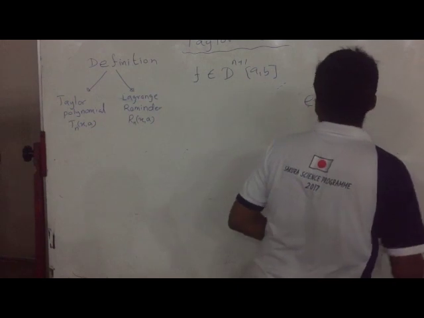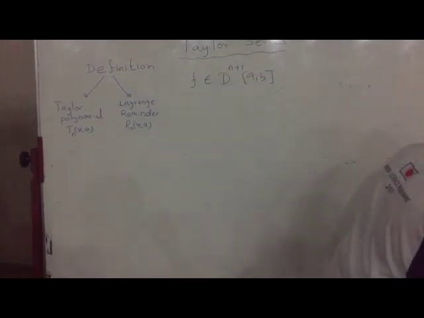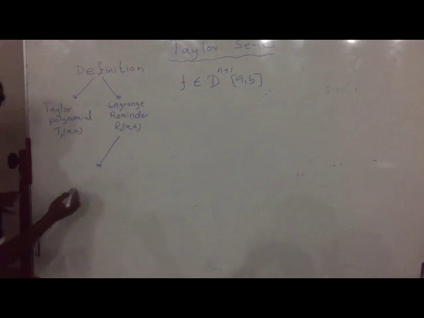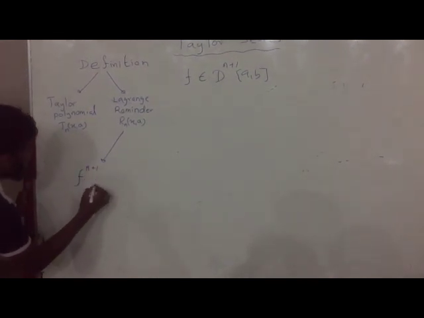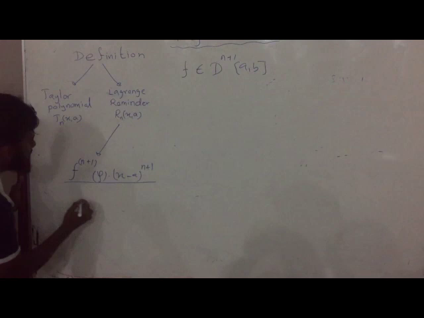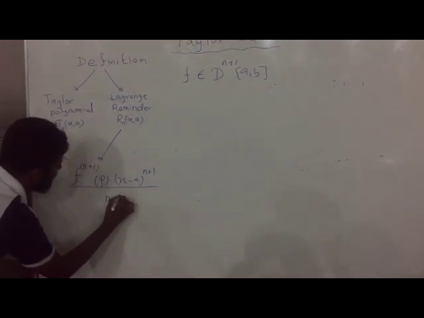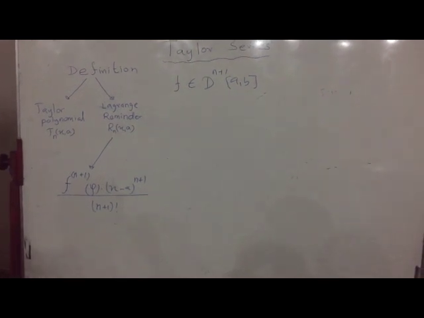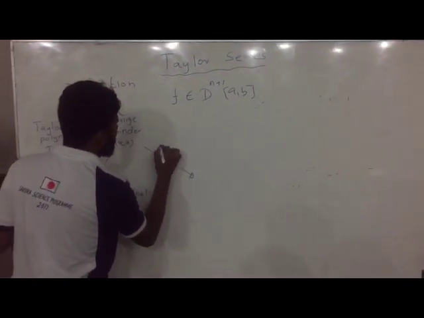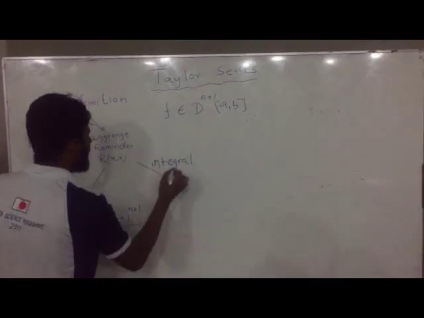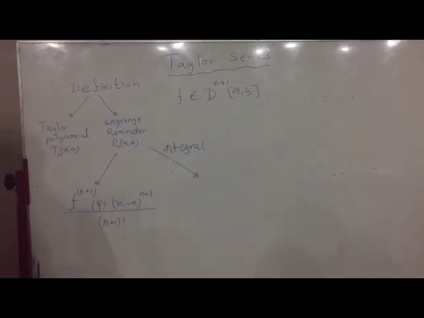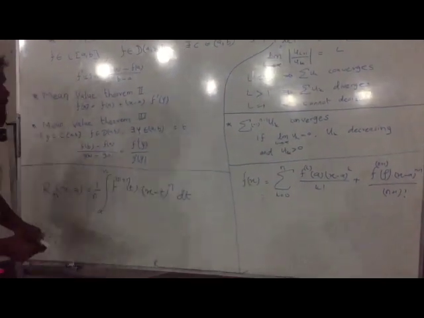So let's go on with Taylor series. This remainder is actually what I wrote here: there is a zeta, f^(n+1)(zeta) times (x minus a) to the power n plus 1, over (n plus 1) factorial. Actually, this remainder can be written in another format, that is the integral format. The integral format I have given here.